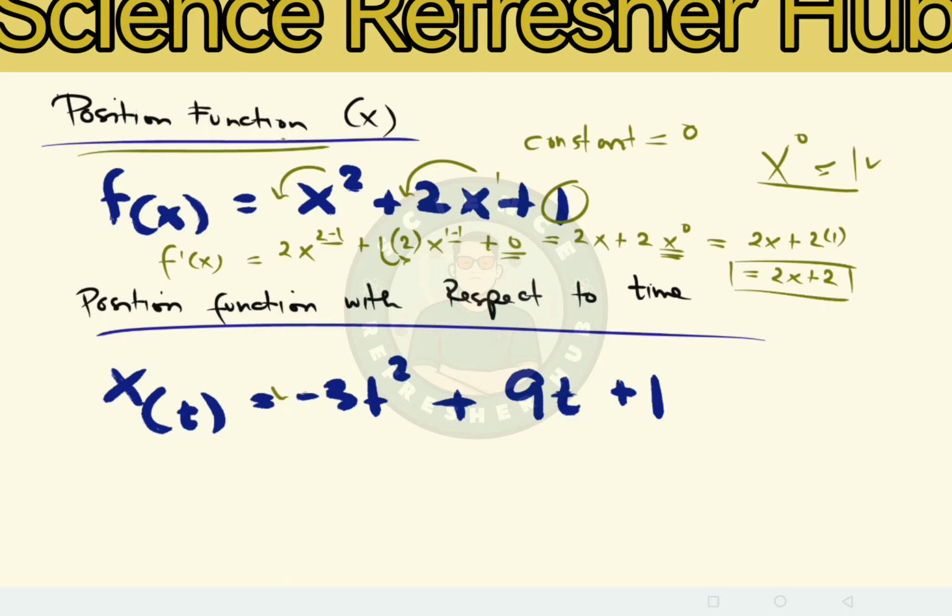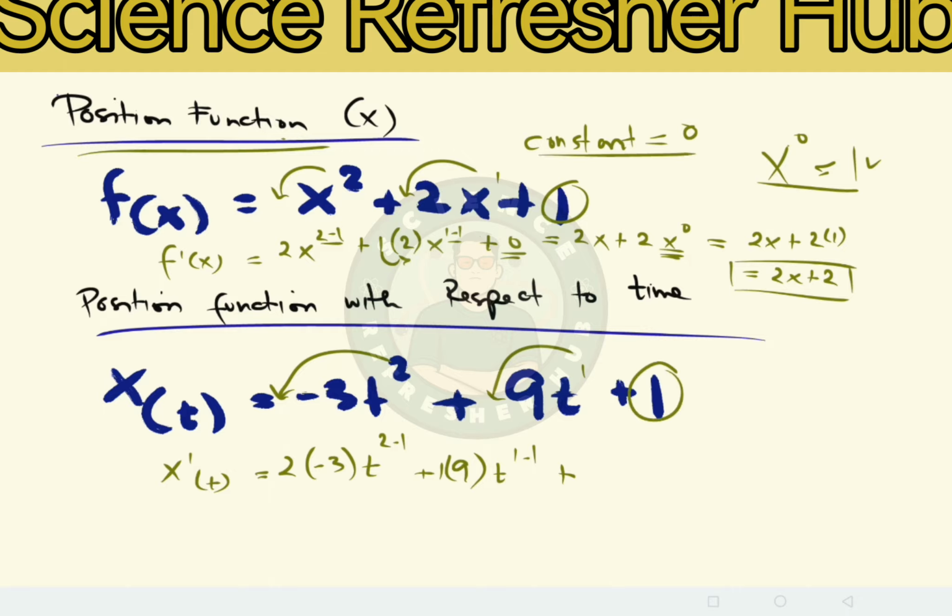What about this position function with respect to time? Let's get the derivative now. X prime of t, put 2 here in front. So 2 multiplied by negative 3, and then 2 minus 1. Plus 9, you have 1 here. So put that 1 in front of 9, multiplied by 9. And then t, 1 minus 1, plus a constant, always 0, plus 0.